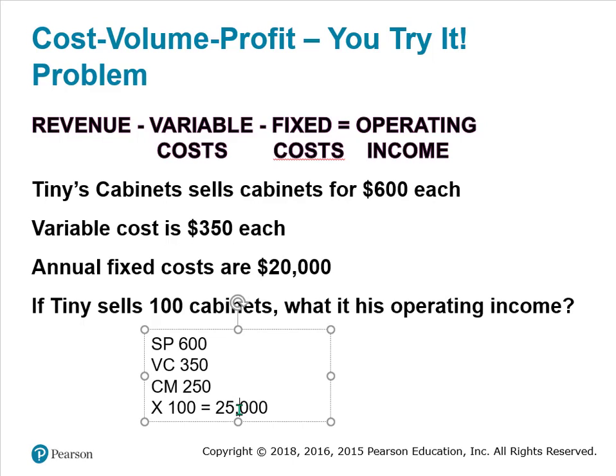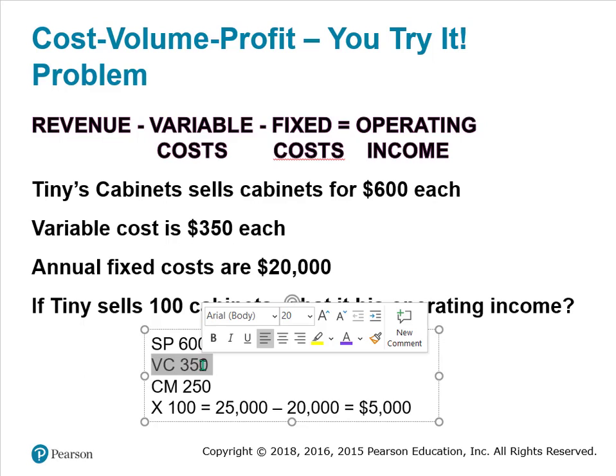Then 25,000 minus fixed costs of 20,000 gives us operating income of $5,000. But see how nice that is, to just use the contribution margin to figure out what your revenue would be.